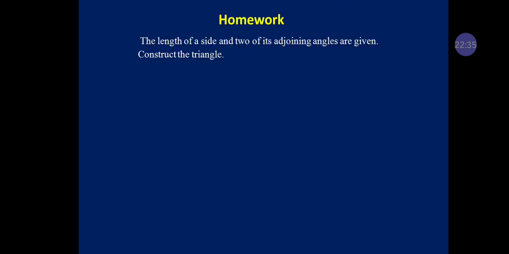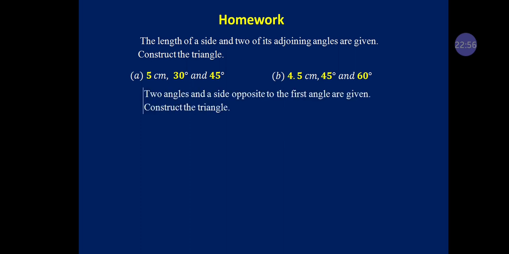Okay, the lecture is complete here. Now here is your homework. The length of a side and two of its adjoining angles are given. Construct the triangle, in that case, when the side is 5 centimeters and the two angles are 30 and 45 degrees. And similarly, you should do that one also. I have taken those from your book. Tell me if you can solve them.